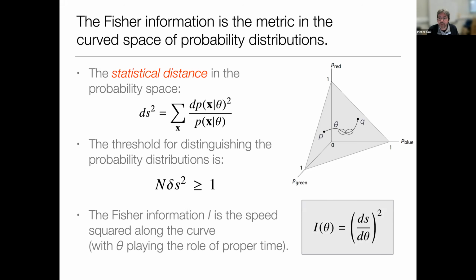And now the Fisher information that I talked about earlier is in fact the speed squared along the curve, where you can think of your theta as playing the role of the proper time. So the faster you go through the curve that connects the two probability distributions, the easier it is to distinguish the two, because you're getting further apart.